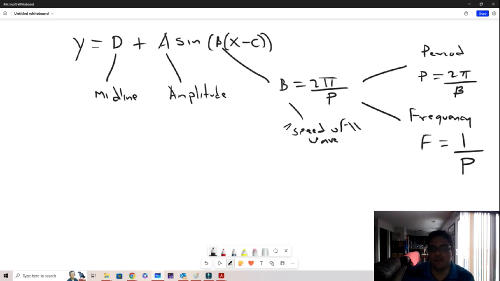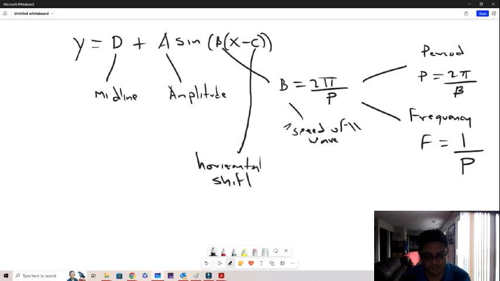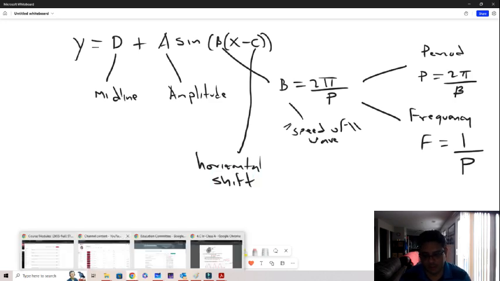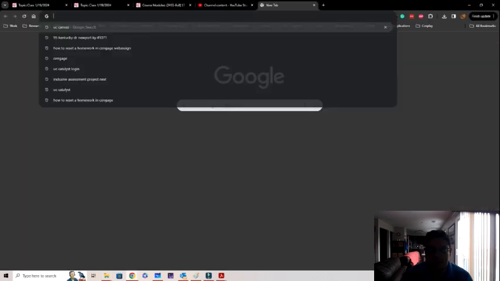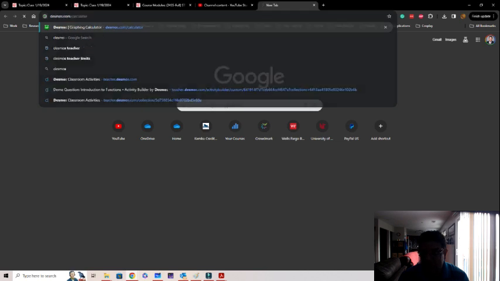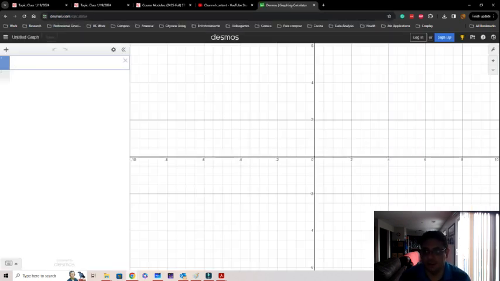So these are quantities that are going to come into play in what we're going to do on 4a and 4c. And of course, the last one will be c, which is the horizontal shift. And so let's see a little bit using the Desmos calculator. Let's see what happens when we are taking a sine function and making some modifications.